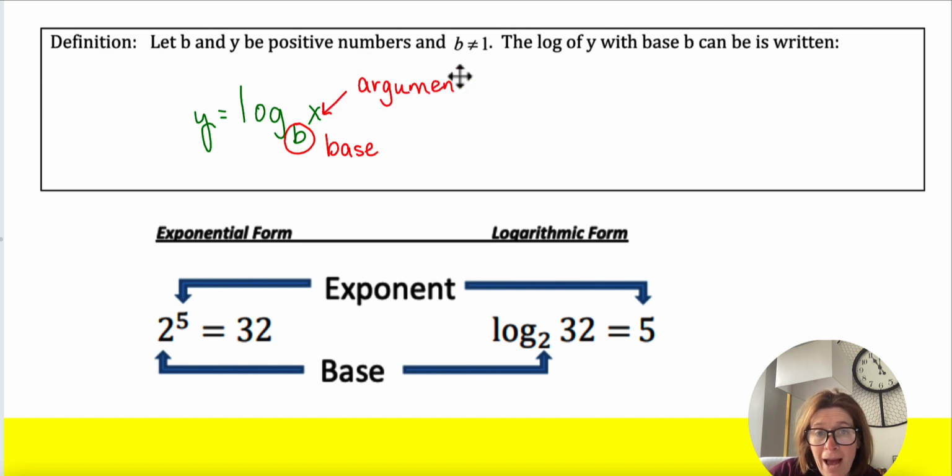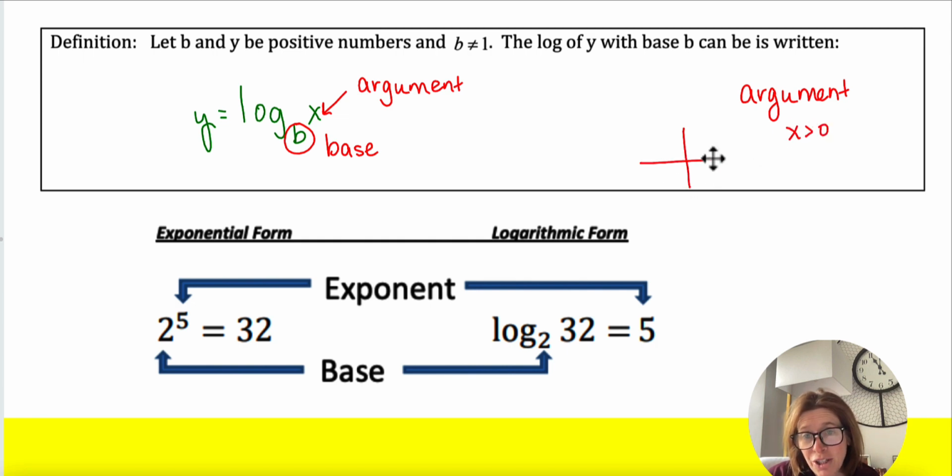And remember that the graph told me that the argument has to be greater than 0, right? The graph of the log function looked like this. And so we had that vertical asymptote showing us that x's need to be greater than 0.